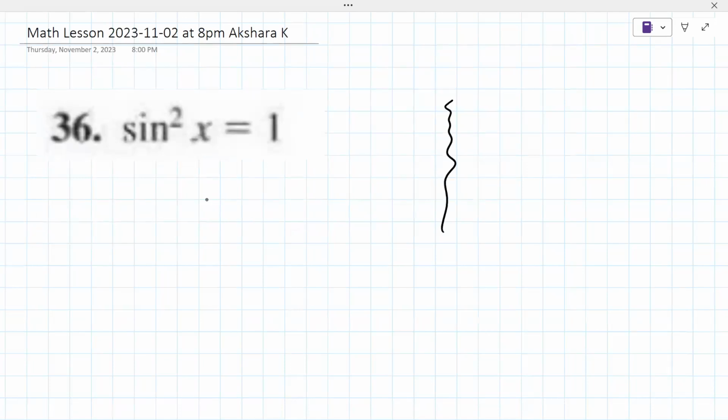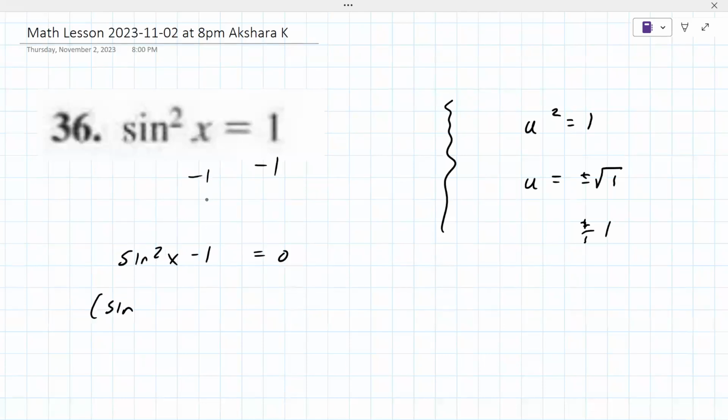There's the analogous algebra problem, which is u squared equals 1 or x squared equals 1. You're supposed to remember that there's two solutions to this. It's plus or minus 1. Now, the other option is to subtract 1 from both sides and then do a difference of squares: sine x minus 1, sine x plus 1 equals 0. So sine x either equals 1 or sine x equals -1.